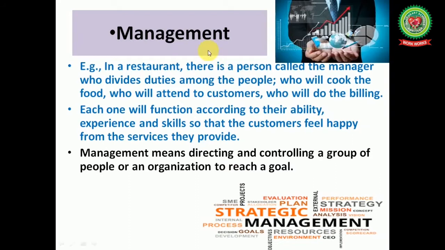So first one is management. For example, in a restaurant there is a person called a manager who divides duties among the people, like who will cook the food, who will attend the customers and who will do the billing. Each one will function according to their ability, experience and skills, so that the customers feel happy from the services they provide. So management means directing and controlling a group of people or an organization to reach a goal.